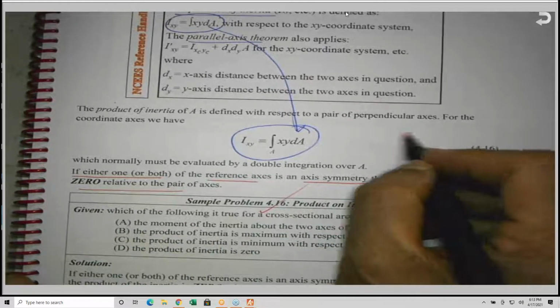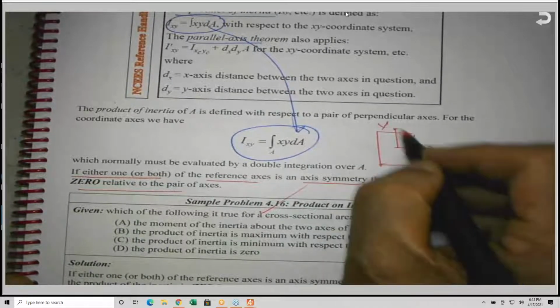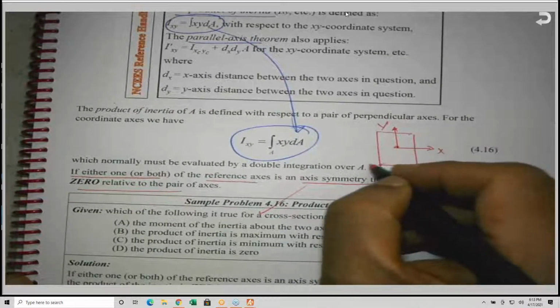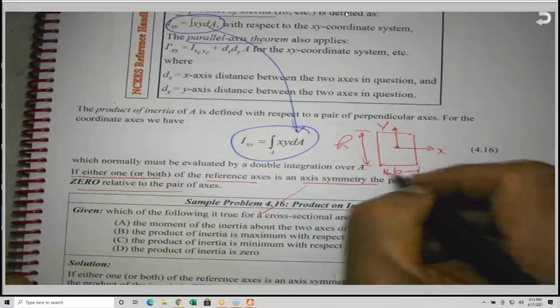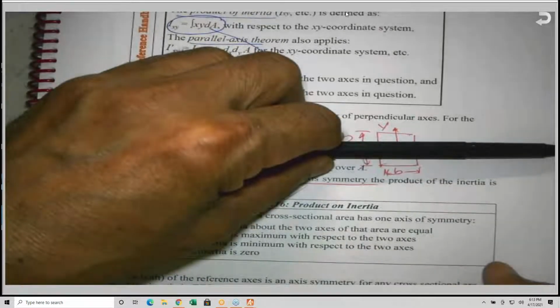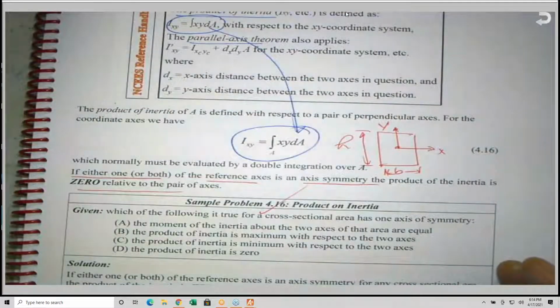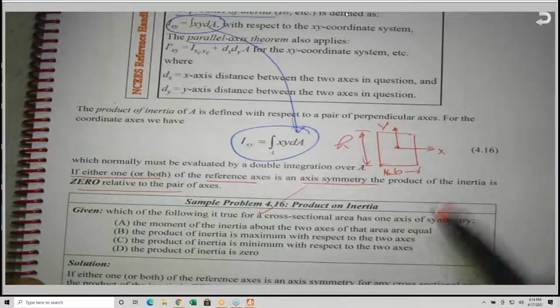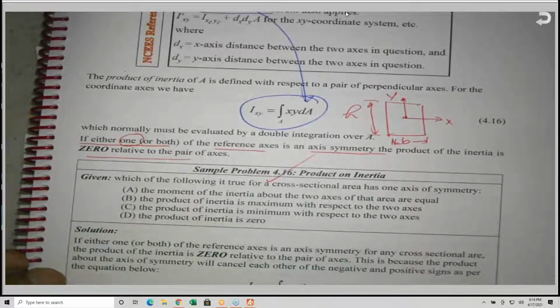So for example, if you look at X and Y for a rectangular section like this, this is H and this is B, as in boy. The X-axis is an axis of symmetry. What's an axis of symmetry? That means that as a mirror image, the upper half is identical to the lower half. And the same story for Y, so Y is also an axis of symmetry. One axis of symmetry is sufficient, and the product moment of inertia is going to be 0.